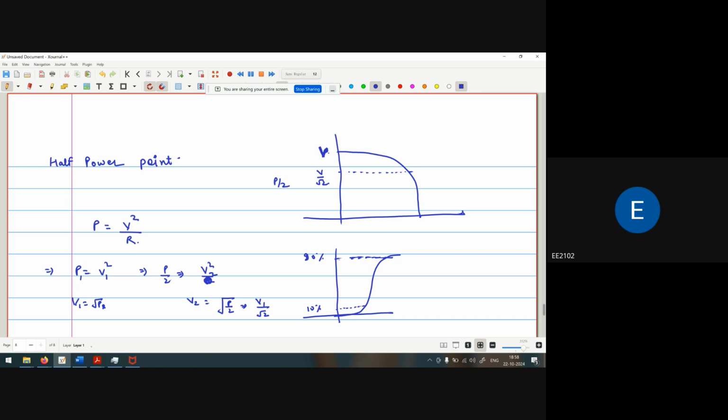And why are we taking V upon root 2? Because this value is 3 dB. So it is also called the half power point. It is also called the maximum amplitude upon root 2 point, and it is also called the 3 dB point. Because 1 by root 2 is what?